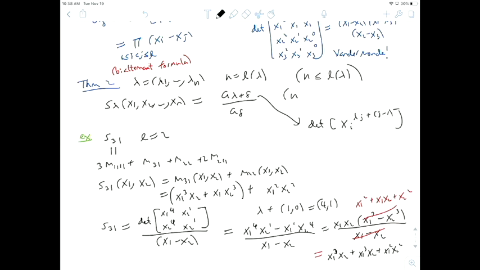Of course I need to prove the Jacobi-Trudi formula and I need to prove the bialternant formula. Let me sketch the proof of the Jacobi-Trudi formula. So that was the original definition of Schur, sorry, if you say Schur.